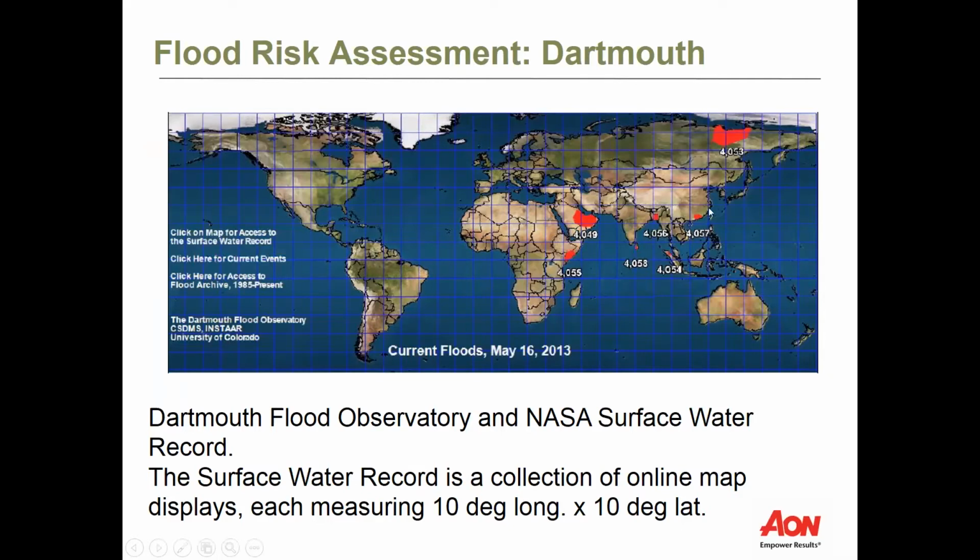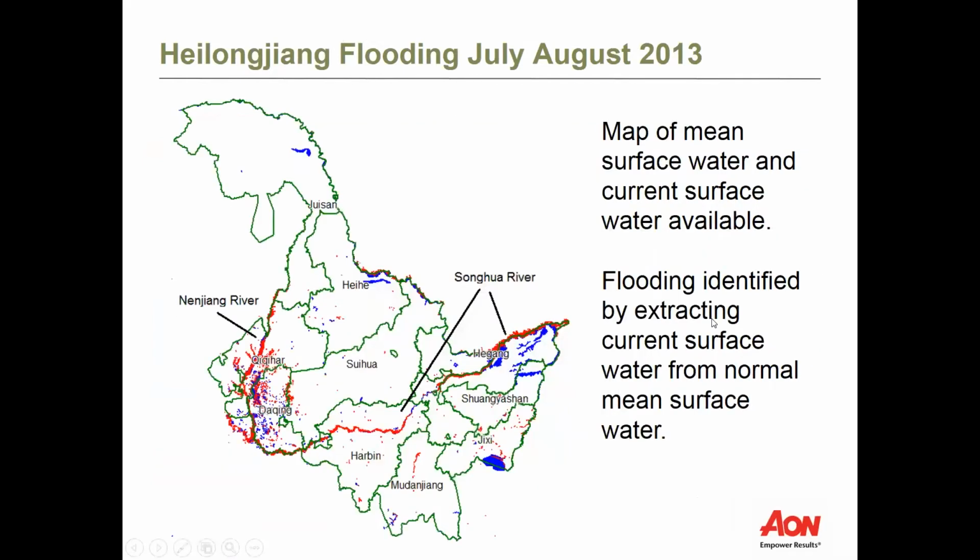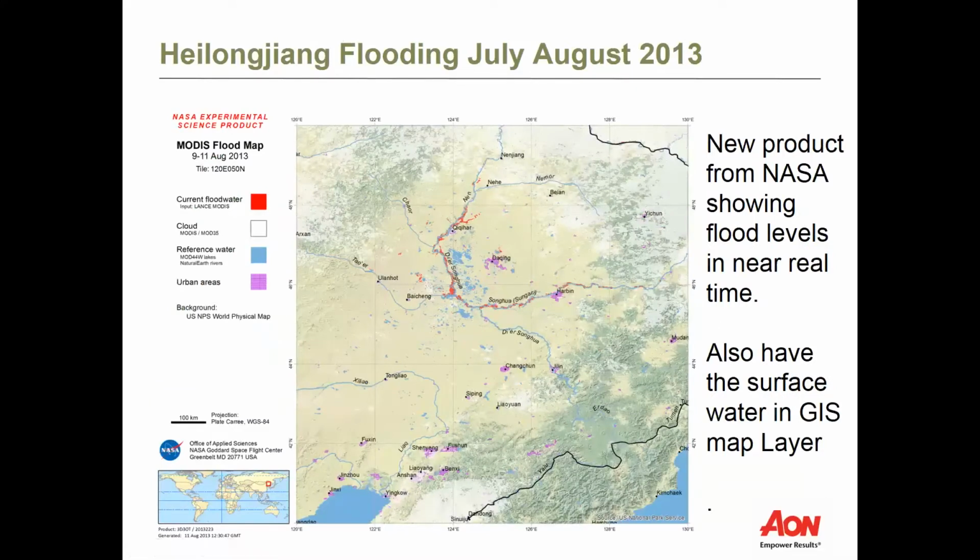So you can see, I'm going to have a look here. We were interested in flooding in China, and here you can see they also give you a flood map where they've already worked out what the current flood water is. It gives you cloud, and it gives you the reference water. So you can do this yourself, or you can download this map, and because it has coordinates you can download this into your GIS as well.